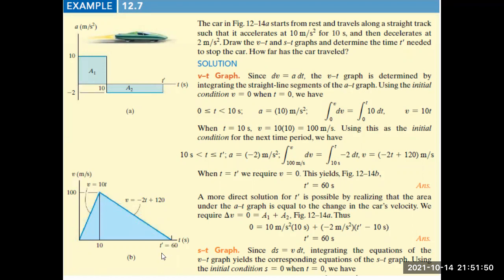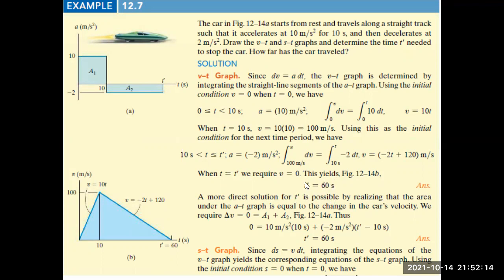So I'm going to get what? T prime, or T, the second T. I mean the final T. The T at which the car stops, comes into complete halt, okay? The car stops completely when the time is equal to 60 seconds.